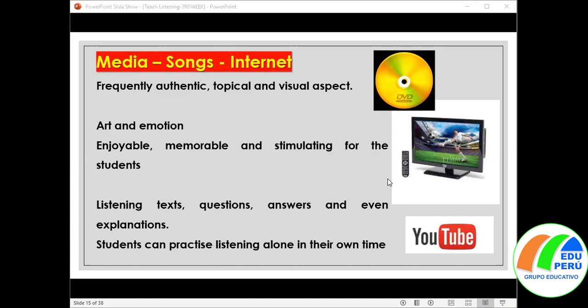So we have the teacher's talk, then we have the students' talk, then a guest, if you had the possibility to do it, no? A guest, a native speaker. Then we have the textbook audio, textbook recordings, and then we have the media, songs, and the internet. So notice all the sources that we could use to practice or develop the listening skill, all right?